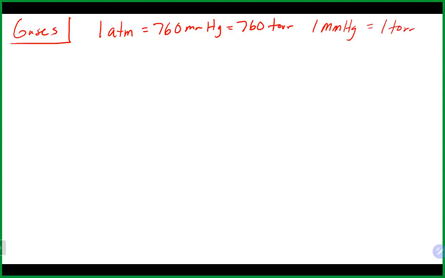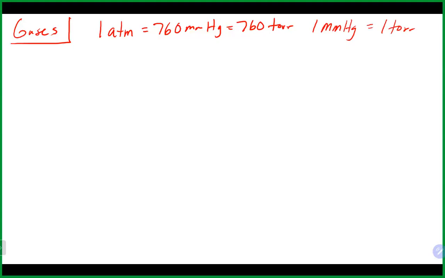Remember that there are certain units associated with gases. The three popular ones are an atmosphere, which is equal to 760 millimeters of mercury, which is equal to 760 torr. Remember that 760 is an important number, as it will convert you from millimeters of mercury and torr into atmospheres, back and forth. A millimeter of mercury and a torr are essentially a 1-to-1 conversion, so they're equal to each other.